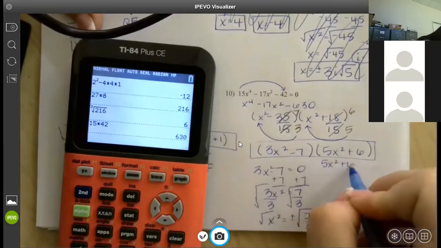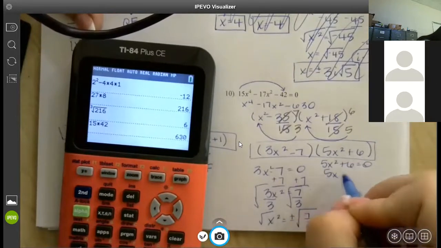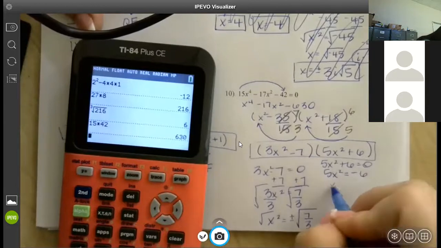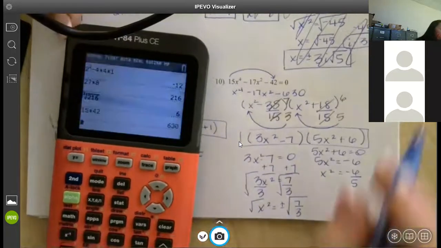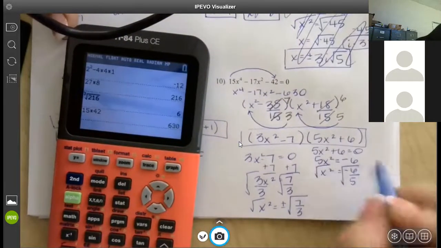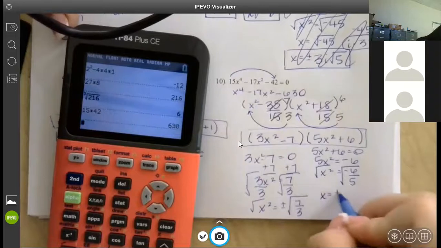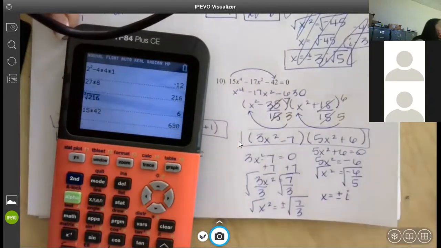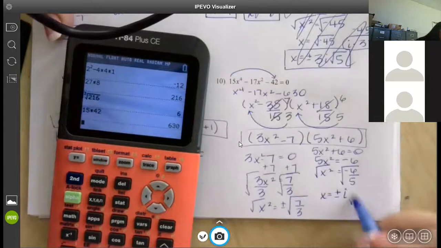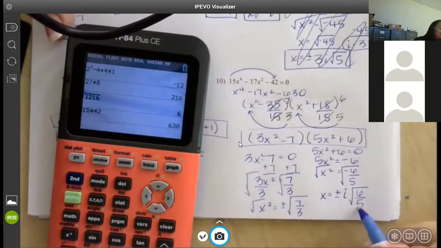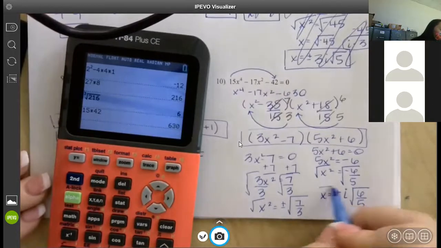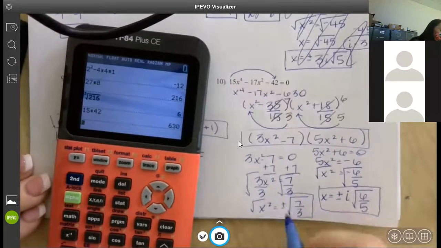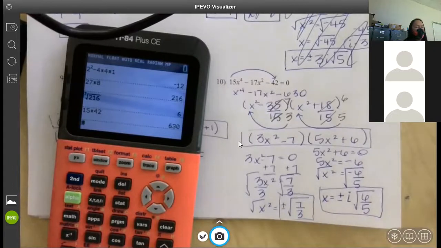The next one, same thing. 5x squared plus 6 equals 0. Subtract your 6. Divide by 5. Now this one is negative, so the only difference in this one, you're going to have plus or minus. It's negative, so I'm going to pull out the i. You can leave it as 6 over 5, or you can change it to the decimal. I do not care. So there's 4 answers. Okay, so they get really nasty when you have to slide and divide.